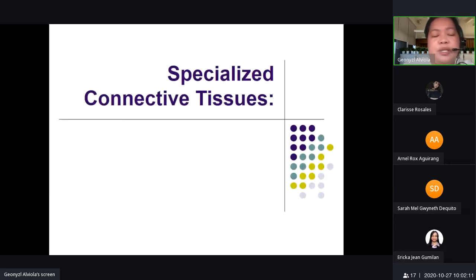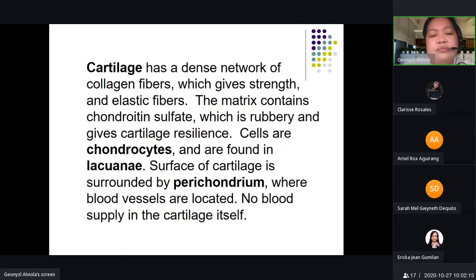Now, let's proceed sa specialized connective tissue. Okay, the cartilage is the dense network of collagen fibers. Actually, maraming types ang connective tissue. So it gives strength and elastic fibers. The matrix contains chondroitin. The cells are called chondrocytes.